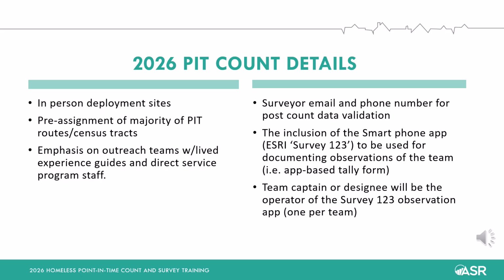Here are some of the details to take note of for the upcoming point-in-time count. They include in-person deployment sites, the pre-assignment of the majority of PIT routes or census tracts, emphasis on outreach teams with lived experience guides and direct service program staff, surveyor email and phone number for post-count data validation purposes, the inclusion of the smartphone app Survey123 to be used for documenting observations of the team, and the team captain or designee will be the operator of the Survey123 observation app.